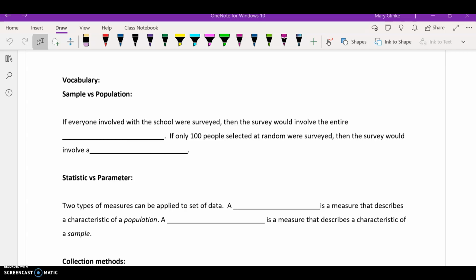Hello, today we're going to do some vocabulary about statistics. So when we are taking surveys, we can deal with either samples or populations.